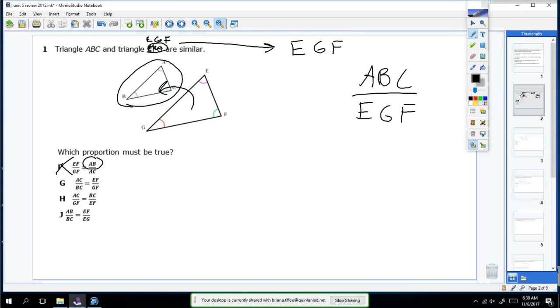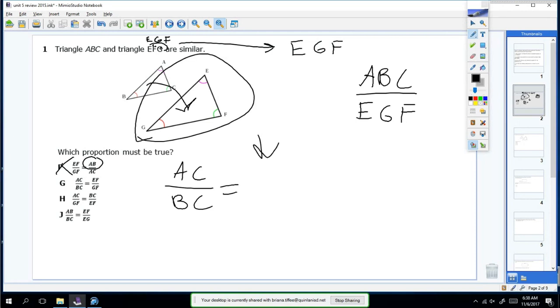So the next one, they have AC over BC. So that means they're going from this triangle to this one, okay? So on this side, you should be looking at this triangle. First off, AC is EF. So this is EF. So far, so good. Okay, next one is BC. BC is GF. Well, it looks like this one is correct. But let's disprove the other two.